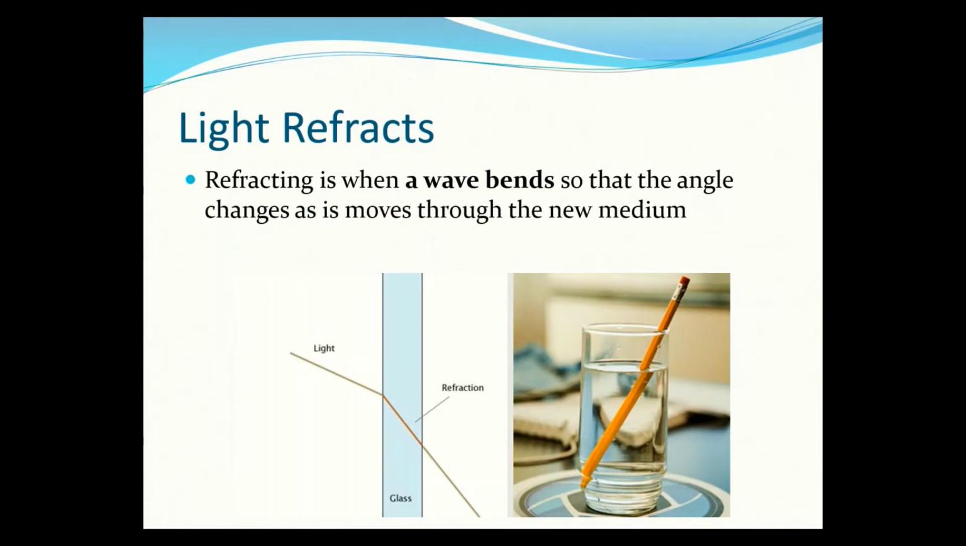Okay, so light refracts. Refracting is when a wave bends so that the angle changes as it moves through a new medium. The light goes through the medium of air, then enters a medium of glass, and it bends. Or light is in air, then enters water, and it bends. We've all seen refraction like this. Refraction is a wave property, so the fact that light refracts is evidence that it is a wave.